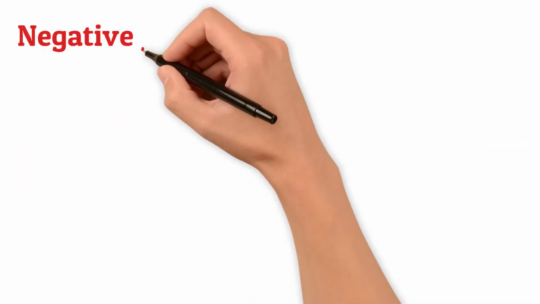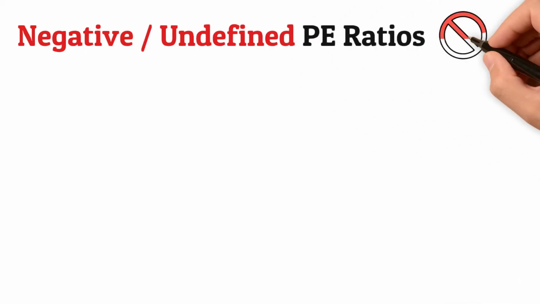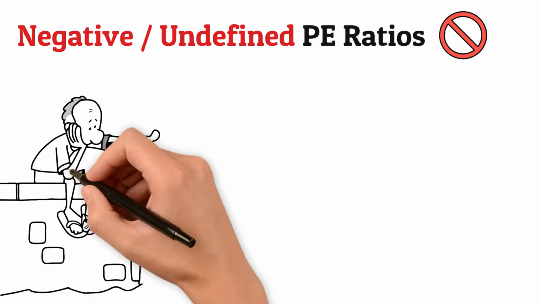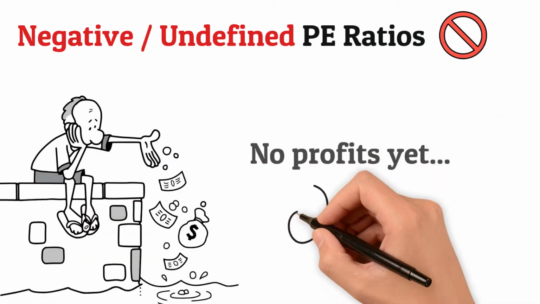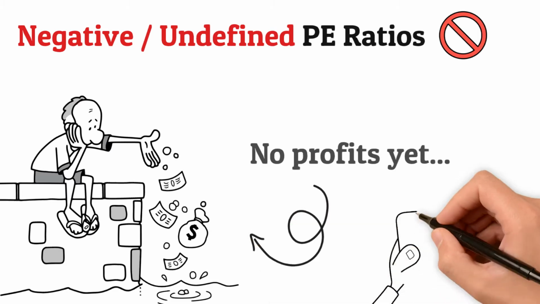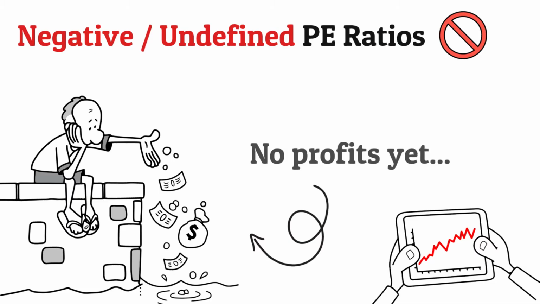Negative or undefined PE ratios. Some industries, like early-stage tech startups or heavily indebted companies, may have negative or undefined PE ratios if they aren't profitable yet. In such cases, investors focus on other metrics like revenue growth or potential future profits.